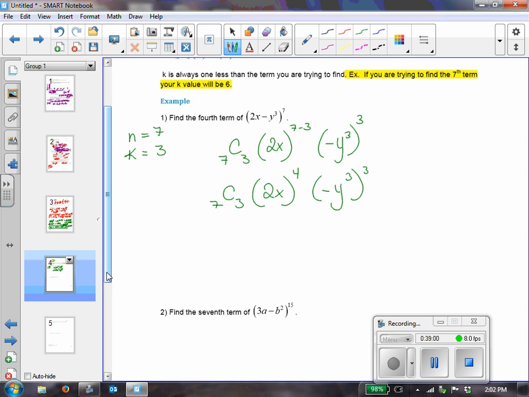Is that just one term, the whole thing? Yes, because what are we doing? We're multiplying all of these. So terms are separated by add or subtract signs. Okay, so now we're going to do 7 choose 3.